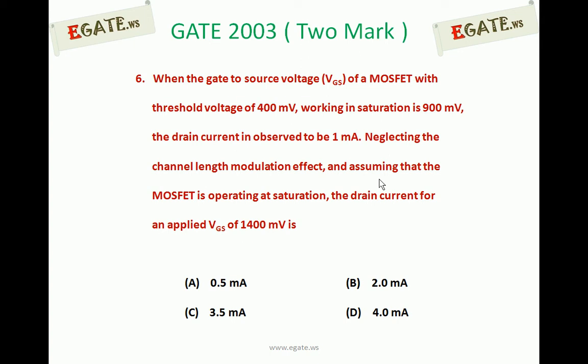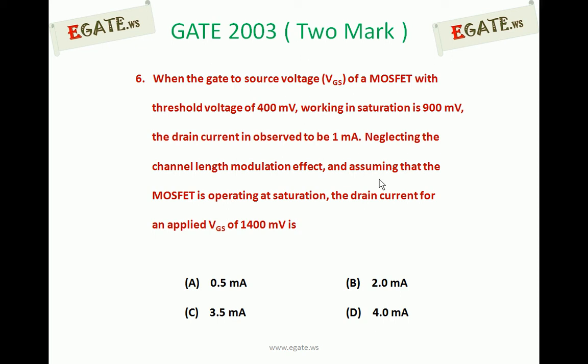When the gate to source voltage VGS of a MOSFET with threshold voltage of 400 millivolts working in saturation is 900 millivolts, the drain current is observed to be 1 milliampere. Neglecting the channel length modulation effect and assuming that the MOSFET is operating at saturation, the drain current for an applied VGS of 1400 millivolts is: A. 0.5 milliamperes, B. 2.0 milliamperes, C. 3.5 milliamperes, D. 4 milliamperes.